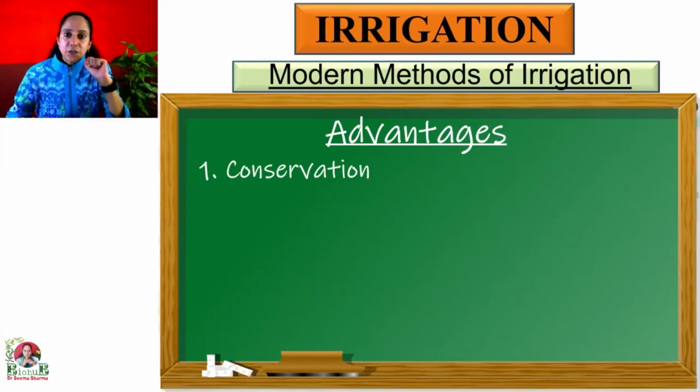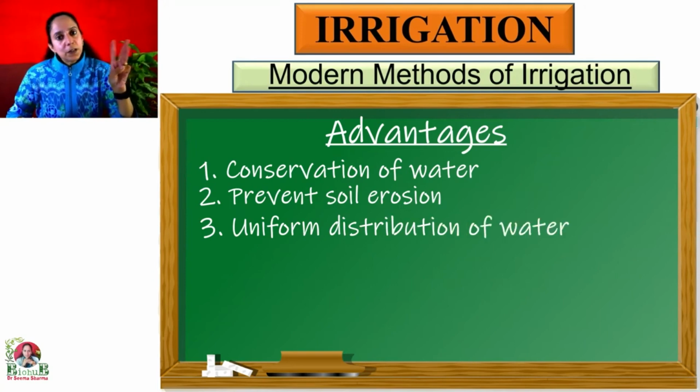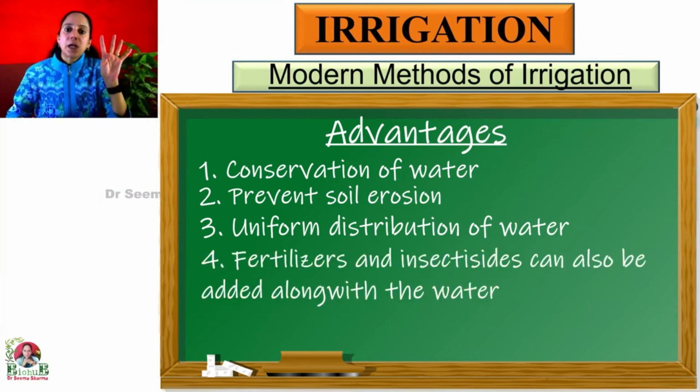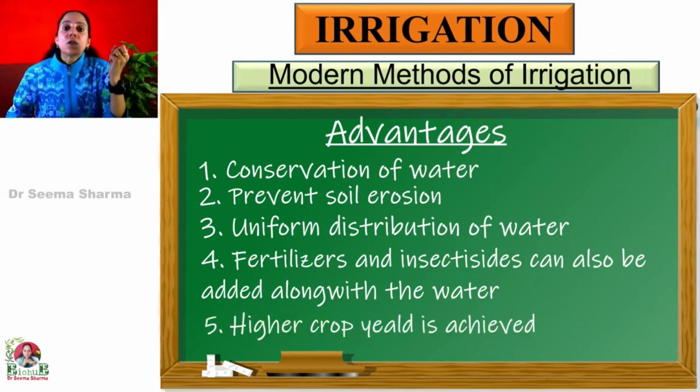Advantages of modern methods of irrigation. First advantage is they are helping in conservation of water. Second, they are helping in preventing soil erosion. Third, they are enabling the farmer to go for uniform distribution of water in the entire field. Fourth, through these sprinkler and drip systems, fertilizers and insecticide can be sprayed in the field, and they are also helping in increasing the crop yield in dry areas.